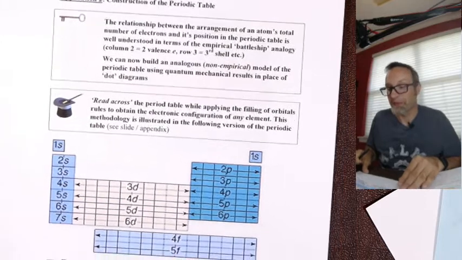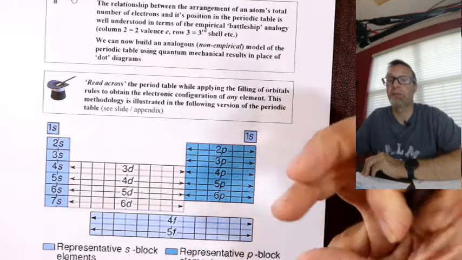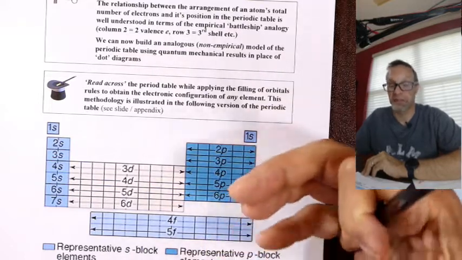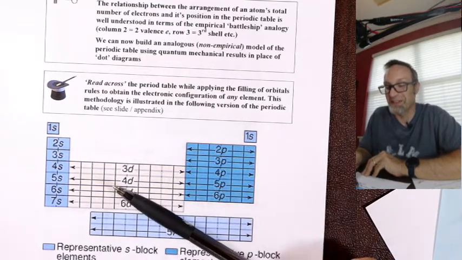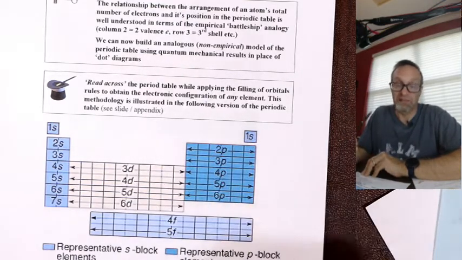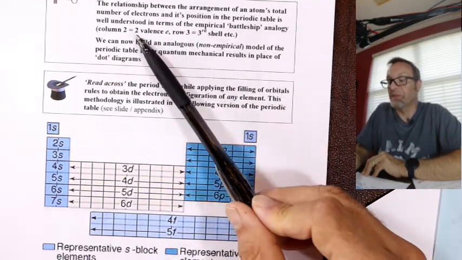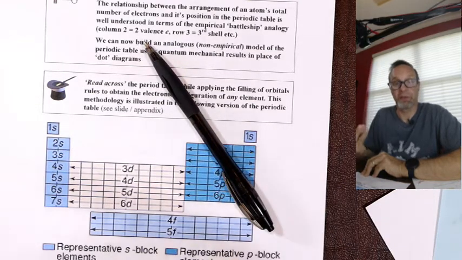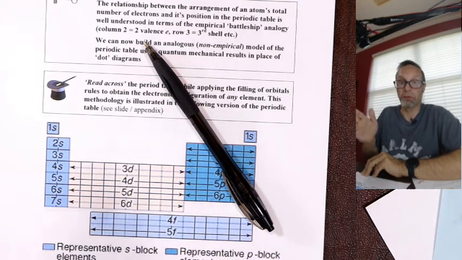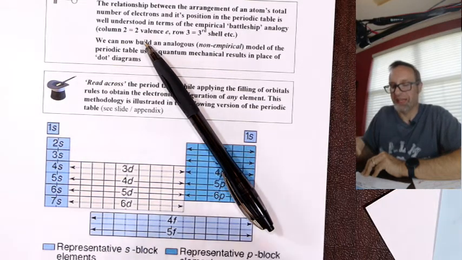So here's the big thing, all right? So construction of the periodic table. Now remember, the periodic table's shape is derived from chemistry. Chemistry is derived from electronic structure. So the electronic structure essentially built the periodic table, okay? So let's look at that relationship in more detail, right? So the relationship between the arrangement of an atom's total number of electrons and its position in the periodic table is currently understood with the empirical model. We think about battleship. Carbon, column 4, row 2, 2 layers, 4 on the outside. Fantastic, right? Okay, but now we have a more sophisticated version, right?